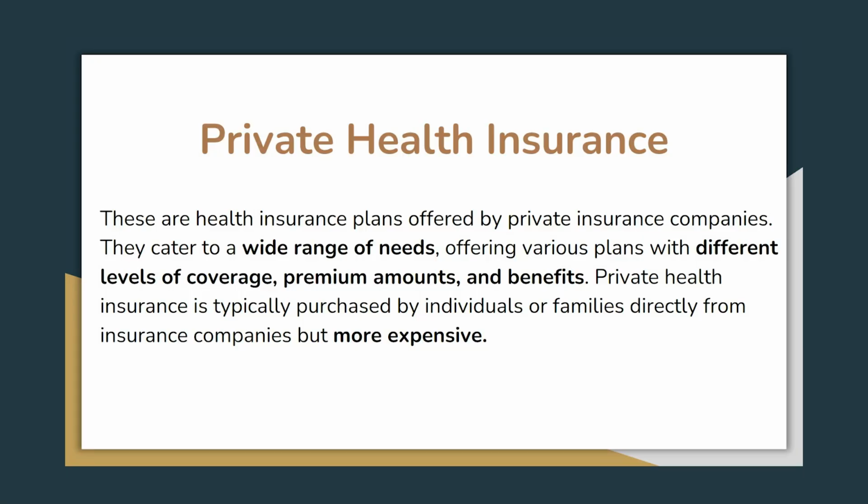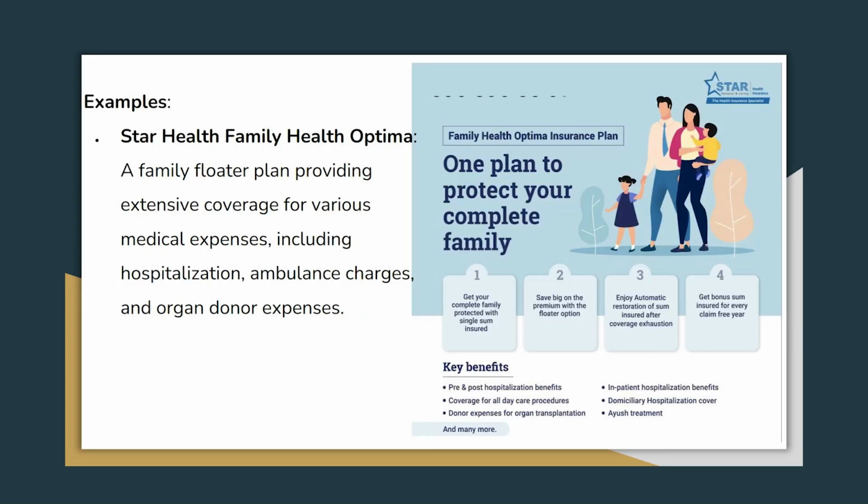There is also private health insurance, wherein not the government but private insurance companies are offering various products, and those are of various different kinds. They have different levels of coverage, different amounts of premiums and benefits, but they are very expensive as compared to the other insurances. For example, the Star Health family policy is there from the Star Health Insurance Company. It protects the family under various heads.